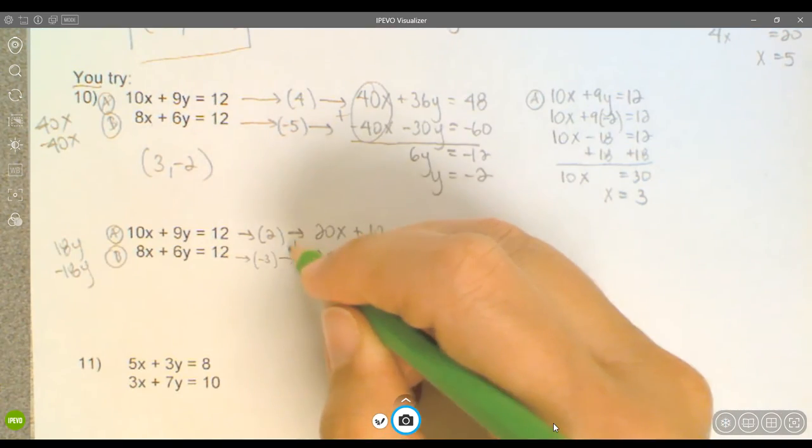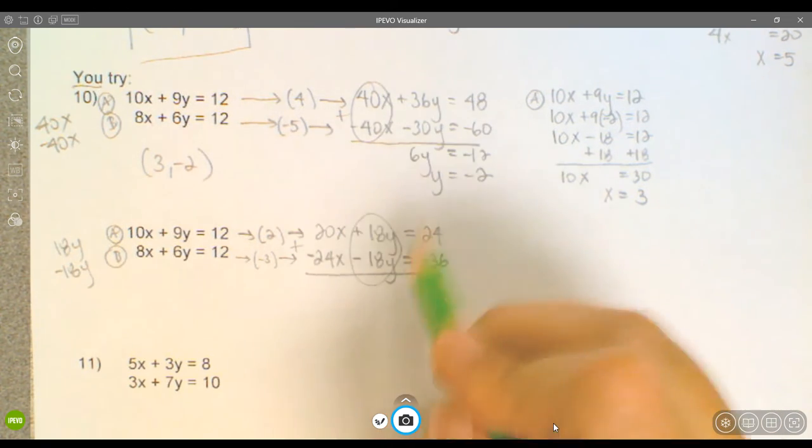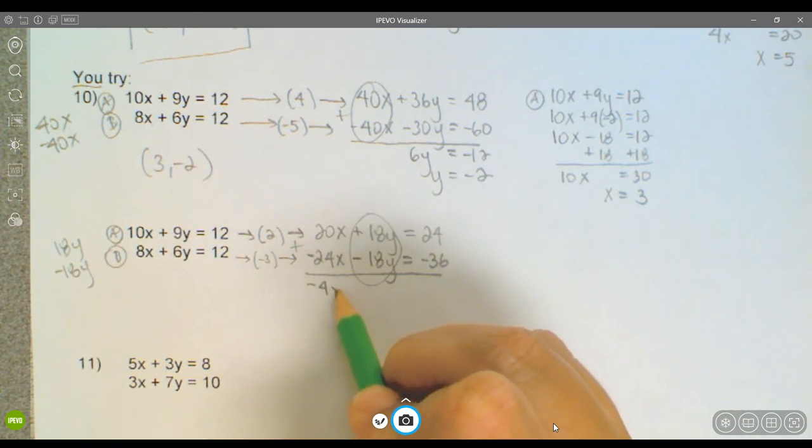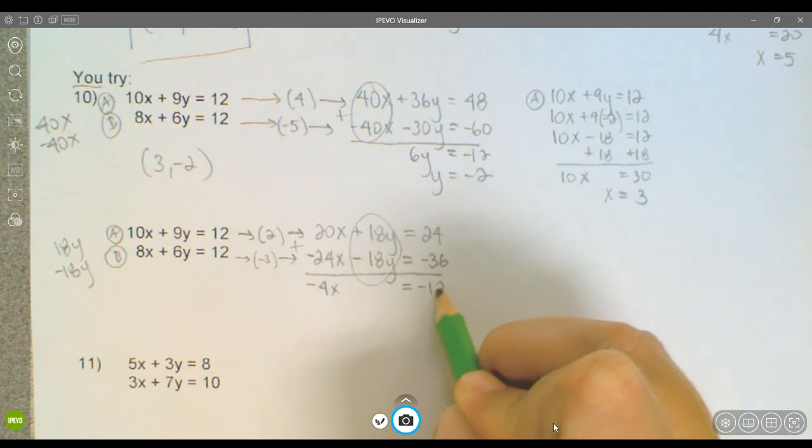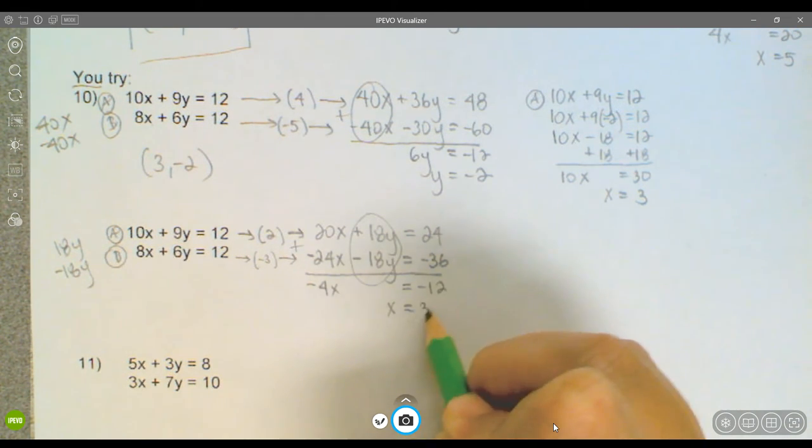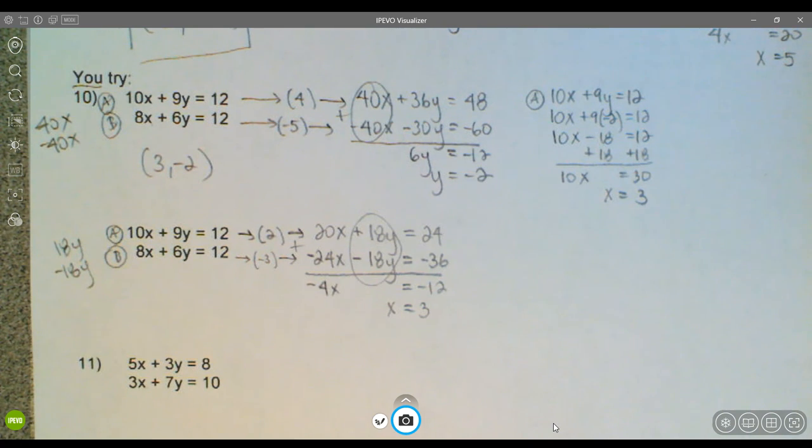And when we add, we'll eliminate the y's, but we'll be left with negative 4x equals negative 12. And so x equals 3.